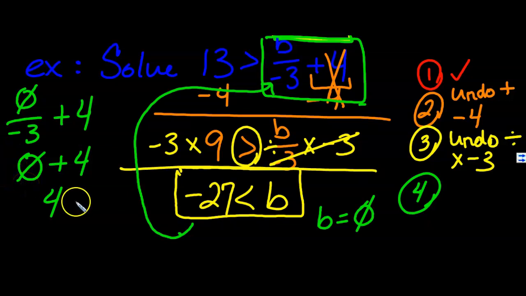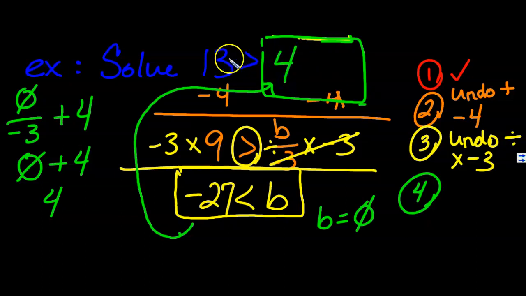Now, is this true? Well, I can come back up here and say if I'm correct, then I can put a 4 in for all of this. I can have all of this equal 4, and my inequality statement will be true. 13 is greater than 4. That is true. Check. My inequality statement is true. B is in fact greater than negative 27, or you could say negative 27 is less than B.